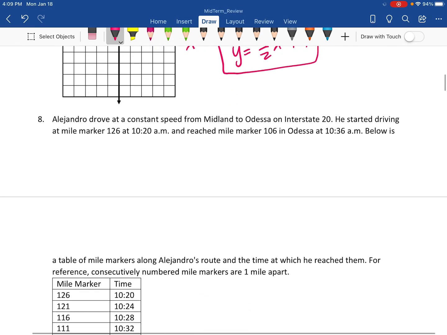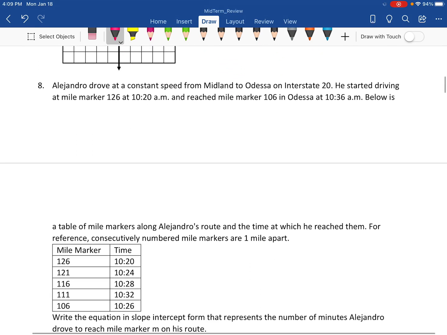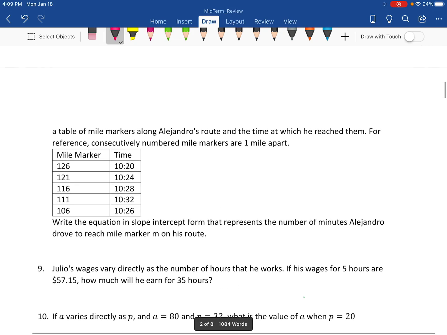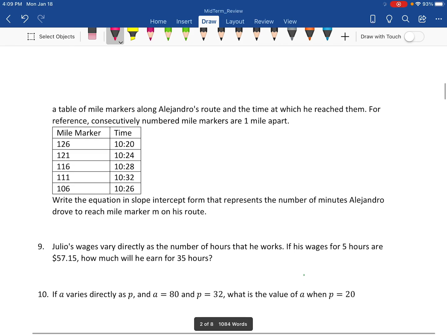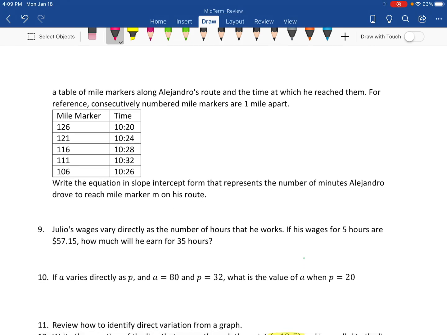Okay. Number 8, I know it sounds really complicated, and we're looking at a bunch of numbers, and we're given a table list of values. And then it says, what is the equation in slope-intercept form? What is the function in slope-intercept form that represents the number of minutes that Alejandro drove to the mile marker on his route? We've got times here. All you really need to do is pick 2 different points, just like normal. I'm going to pick this point, and I'm going to pick this point.